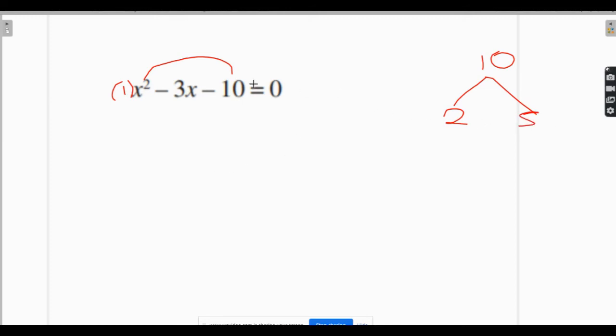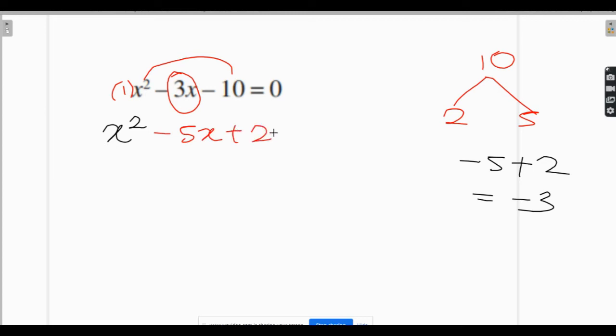The addition or subtraction should come as minus 3. So can I use 2 and 5 to make it 3? Of course, I can use it. Minus 5 plus 2 is minus 3. So I get minus 3 here. So instead of minus 3x, I am writing minus 5x plus 2x, and the rest remains the same. Understood? It's nothing but splitting the number 10 such that I get minus 3.